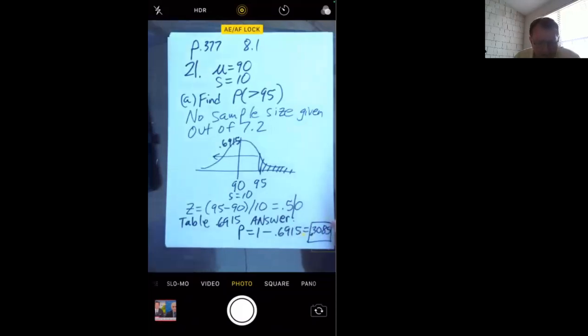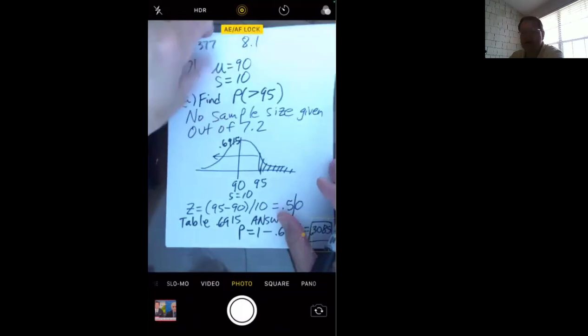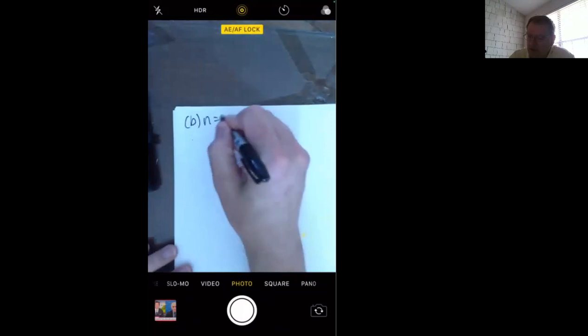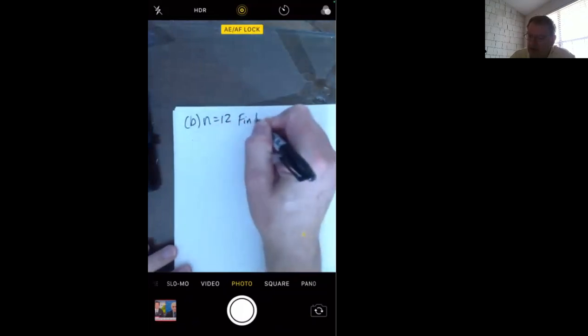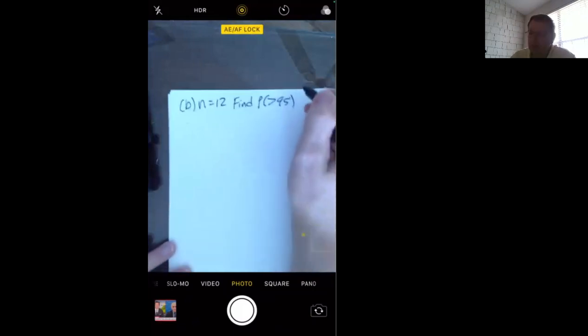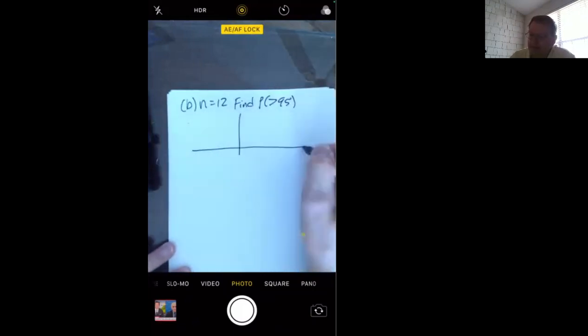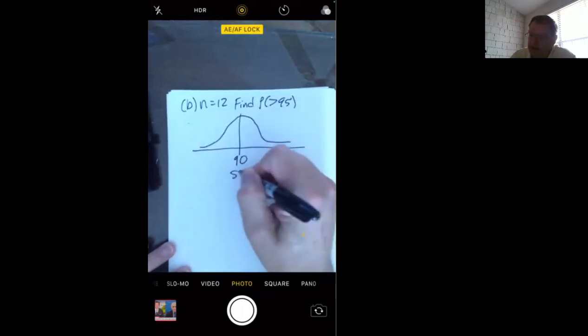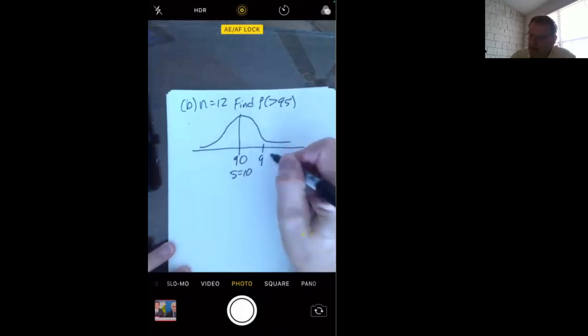When you go to part B, the sample size is now 12. And you want more than 95. So it's the same question, but the sample size is now 12. B, n equals 12. Find the probability you're greater than 95. In the middle, standard deviation is 10, greater than 95.